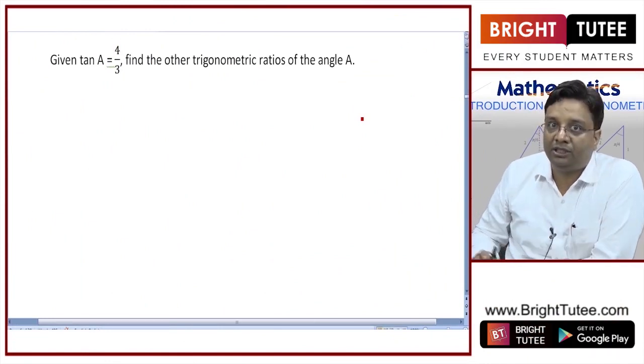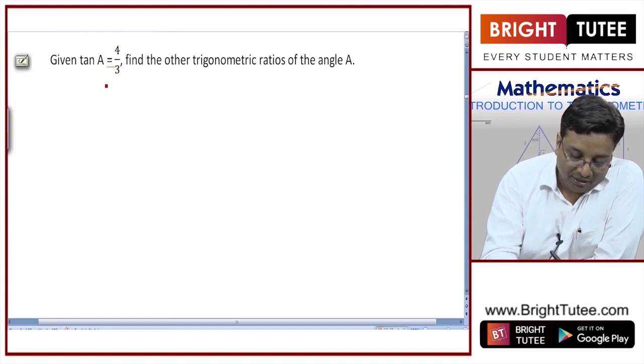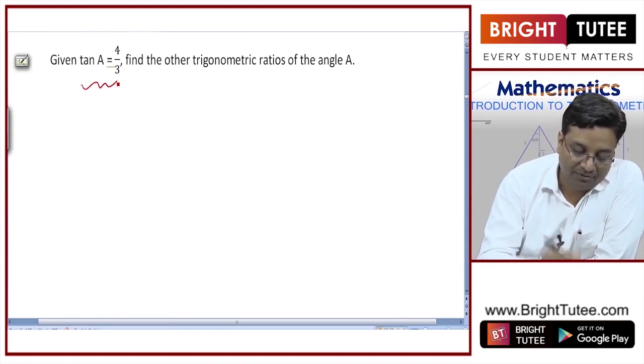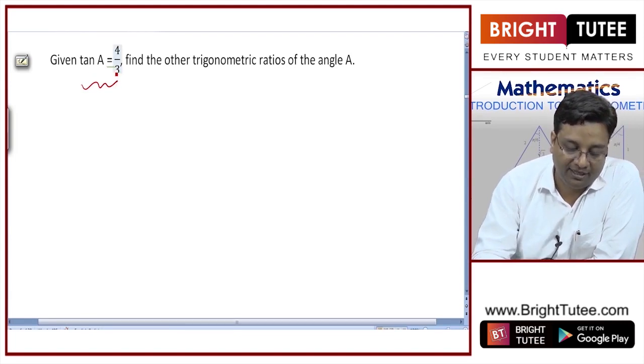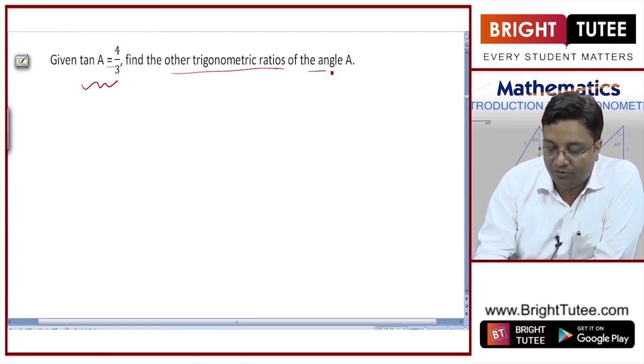Let me demonstrate this question to you. This is a particular category of question, so you will be able to solve this category of questions after doing this question. So what is tan of A? It is 4 by 3. And find the other trigonometric ratios of angle A.